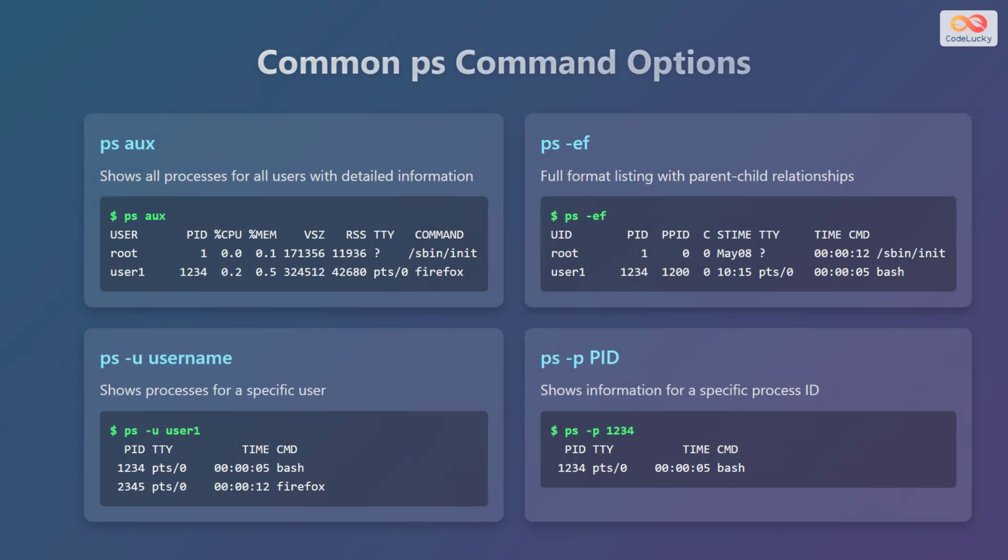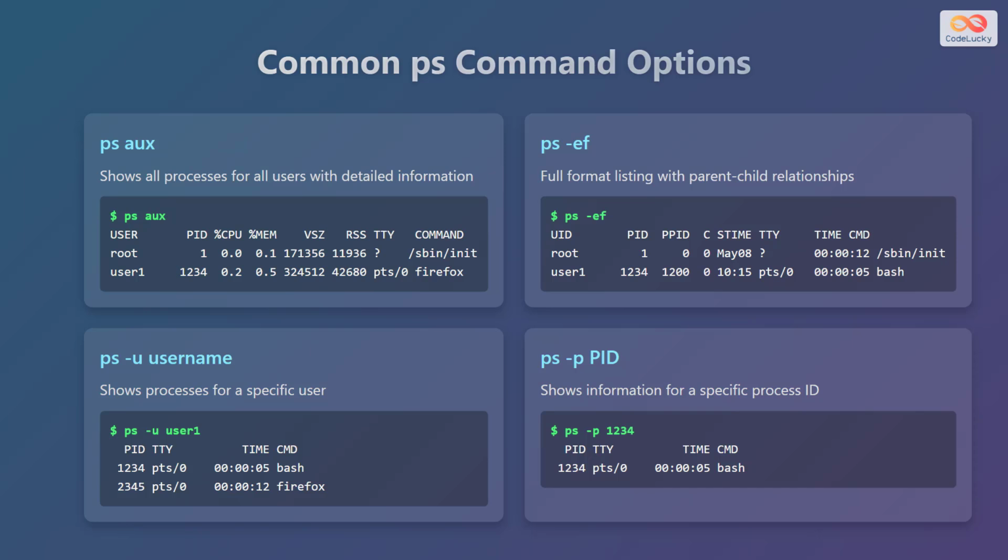Let's take a closer look at some common options for the ps command. First, the ps aux command. This command displays all processes running on the system, providing detailed information about each process, including the user, process identification number, central processing unit usage, memory usage, virtual size, resident set size, terminal, and command.